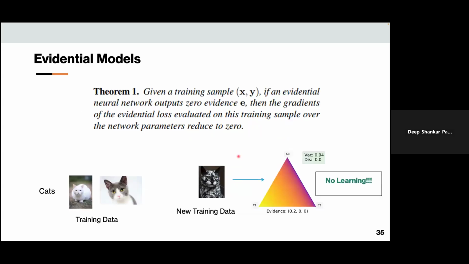Here is one illustrative example to show what this means. So consider we have the training data. The model is trained with these cat images, and we have a new cat image that is quite different from the existing training images. The model basically outputs zero evidence for such training data. Basically, the model says, I don't know, I've never seen such data. And even though we provide the ground truth label that this is cat, the model is not able to update itself. So it continues to say, I don't know, and stops learning from such data points for which the network outputs zero evidence.